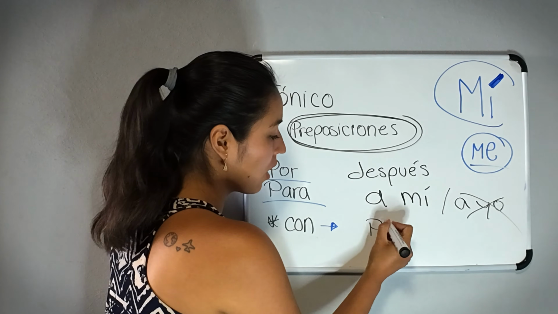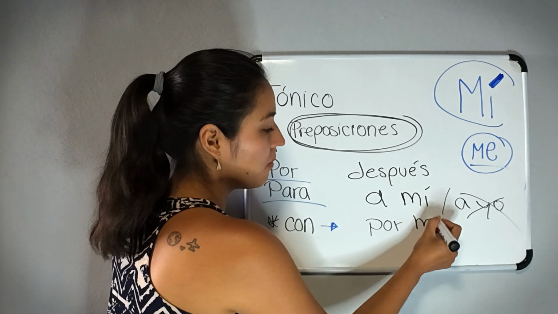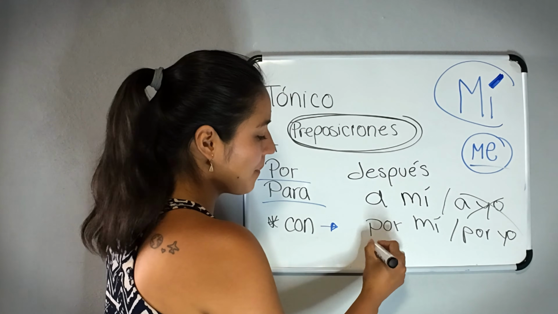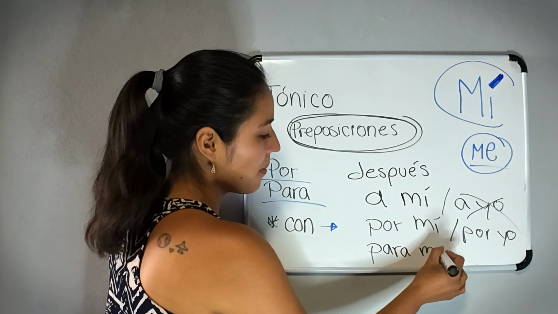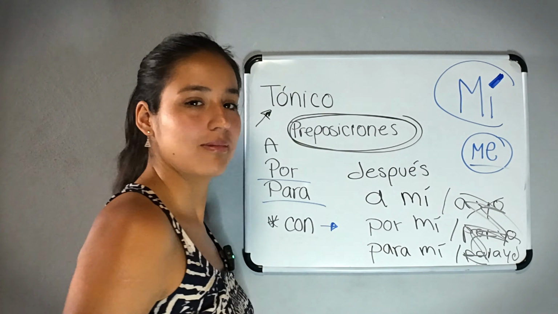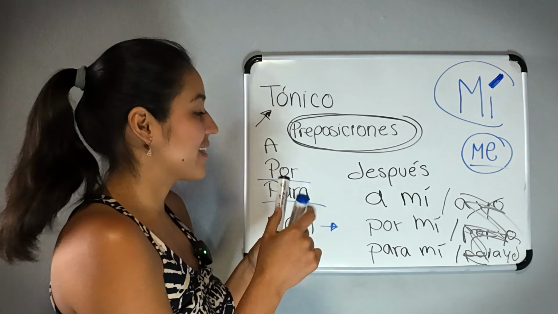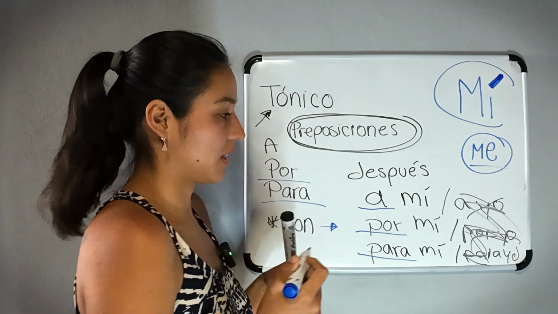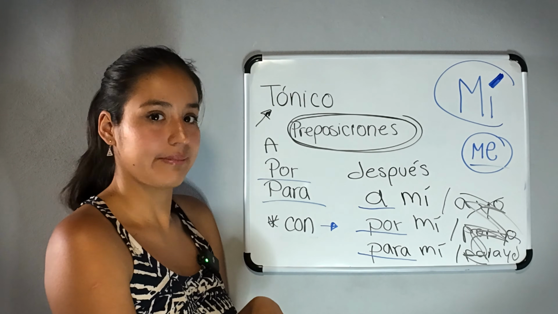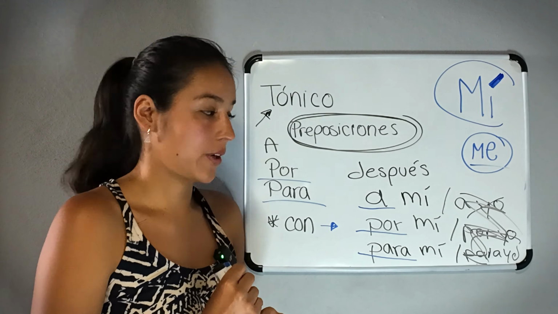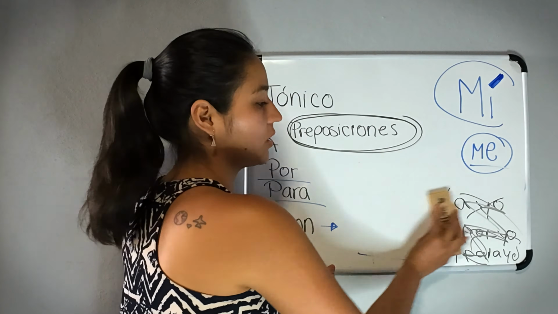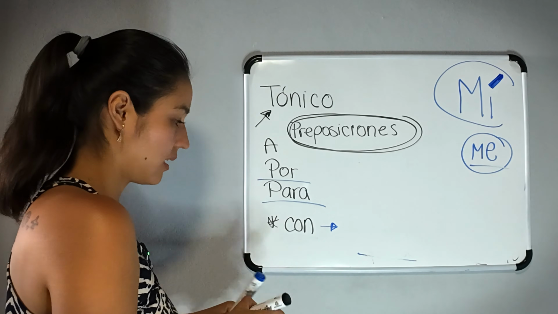Por mí, no por yo. Never. Para mí. Para yo, wrong. Totally wrong. Okay? So, these are examples of prepositions. Okay? This is always going to go after a preposition. One more thing. Can you see this preposition? Con. Con means with. Okay?